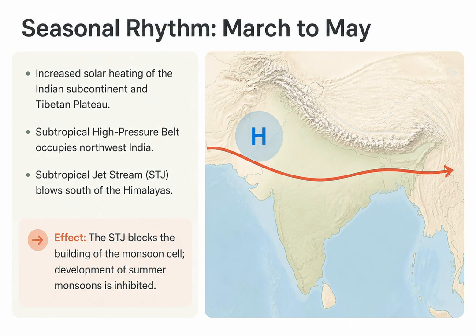Crucially, high above the ground, the subtropical jet stream is blowing south of the Himalayas. As long as this powerful jet stream remains in this southern position, it creates subsidence, sinking air, that completely blocks the monsoon cell from forming, inhibiting any summer rain.